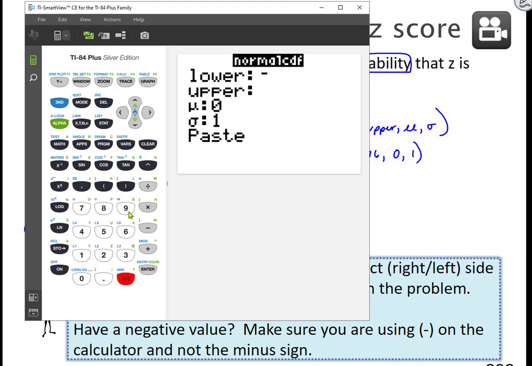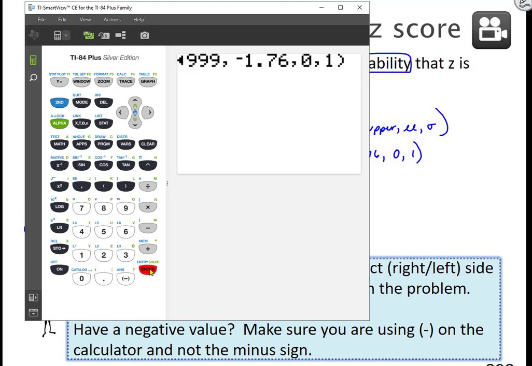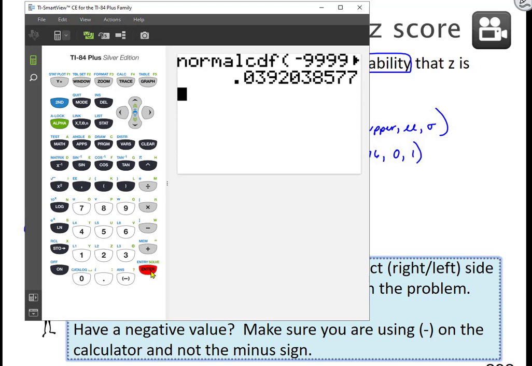Make sure you hit the negative 9999. And then you can arrow down or hit the enter down. And so we'll do negative 1.76. The mu is already defaulted at 0 and 1 for sigma. That will change in later problems, but for right now it's good. Arrow down to where paste is highlighted and press enter. And you'll notice that we are seeing the end of the problem, like what we just wrote on our slide. So press enter again and we get our answer.